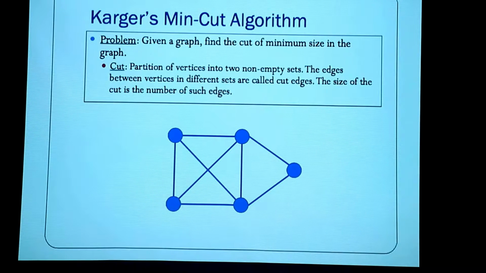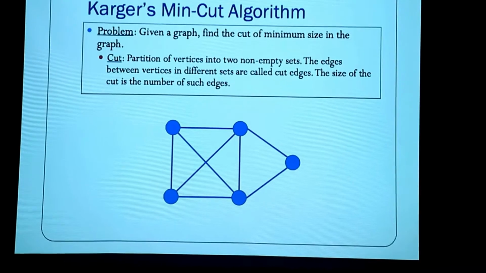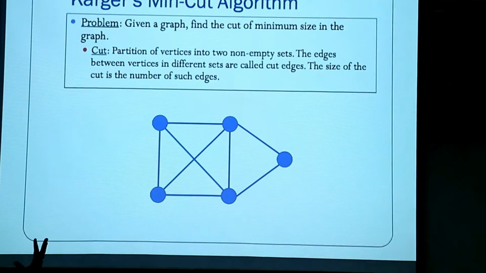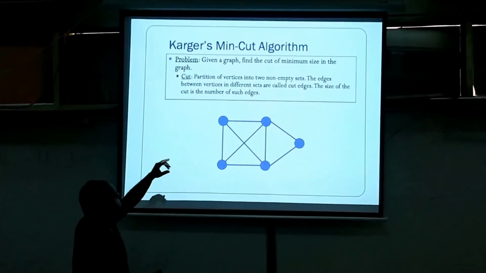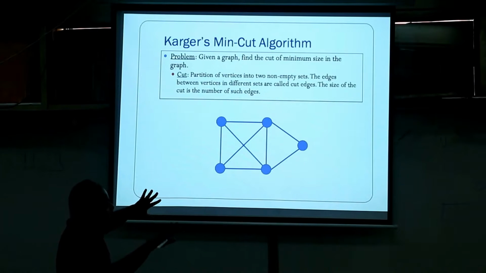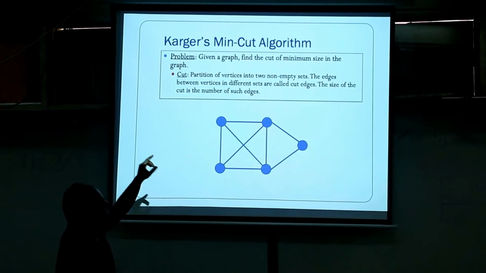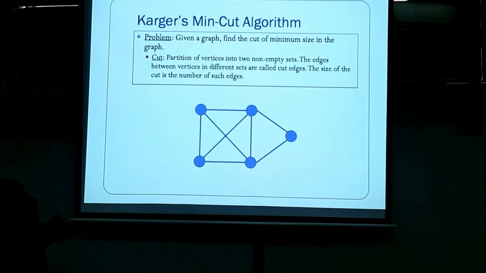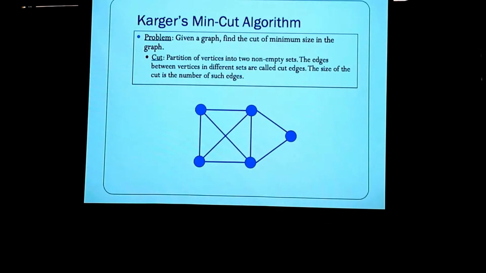So what is a cut? Well, a partition of vertices. Everyone familiar with graphs, right? So I can assume that. So a partition of vertices into 2 non-empty sets is called a cut. The edges between the vertices in different sets are called cut edges, and the size of the cut is the number of such edges. Very simple, right? So a cut is a partition of vertices into 2 sets. The cut edges are the edges that go from one side to the other side, and the size of the cut is the number of edges that go from one side to the other side, right?